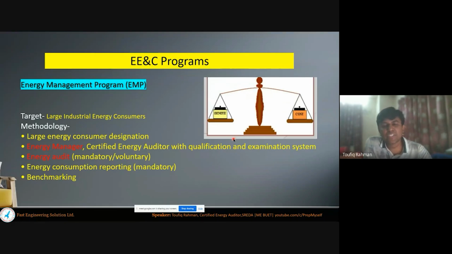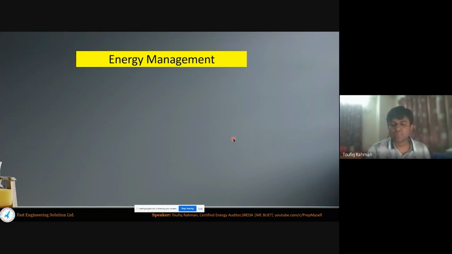After that, the energy management system includes energy consumption reporting, because energy managers in industry have to report energy management to the top management, so that they can know what has to be improved and what needs attention. After that, benchmarking of the plant is needed. So these are the main key points of the energy management system. Today we discuss the energy management system.